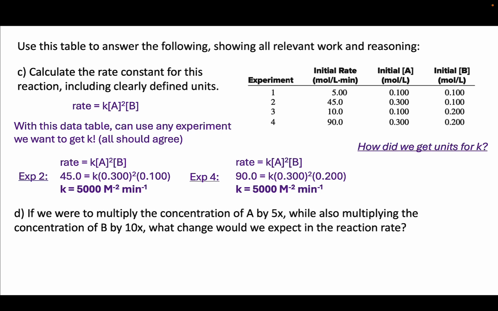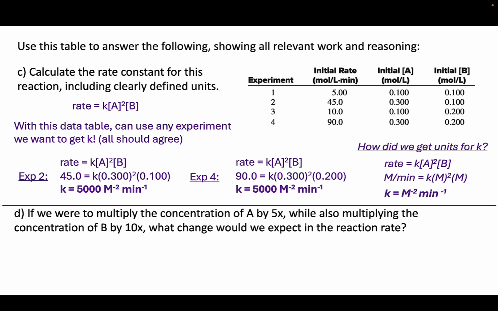How did we get these units? There are a lot of ways we can do this. I think right from the rate law is a good way, because we see that the rate is moles per liter per minute. Dividing by A squared and B, which are both in molarity units, we end up with molarity to the -2 and minutes to the -1, that is, molarity squared and minutes in the denominator, equal to K.